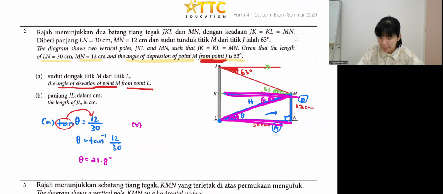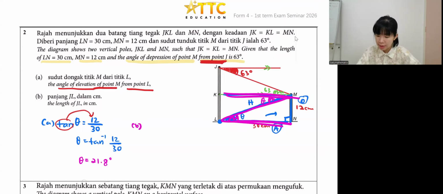Okay, then part B. Part B is the length of JL. Okay, JL, this one too easy lah. So they say JK and KL are the same length. And then this one is 12, this one is 12. So JL is 12 plus 12. It is 24 cm.